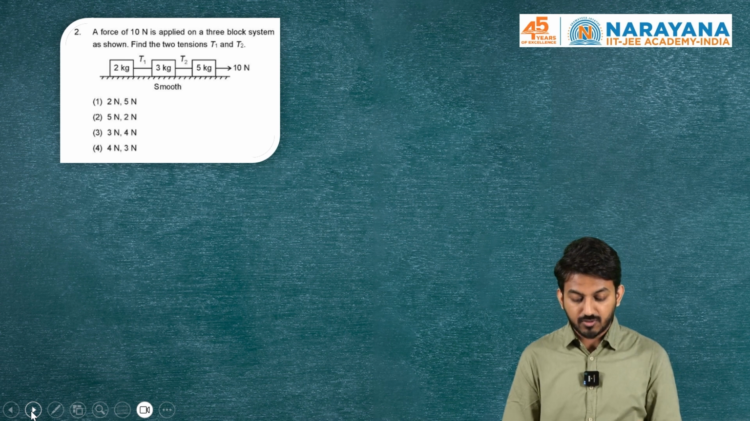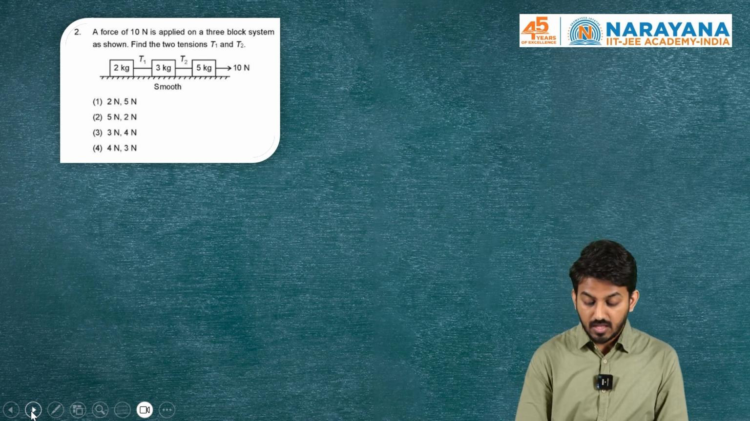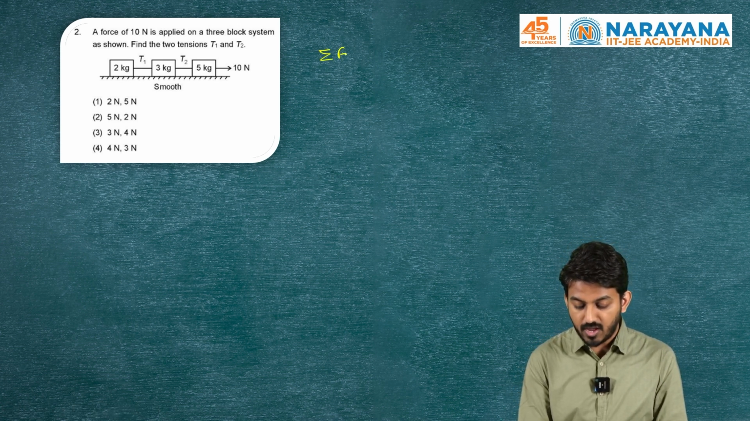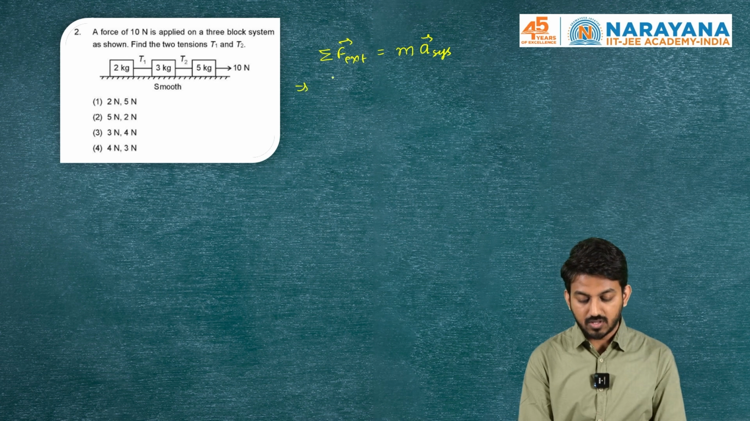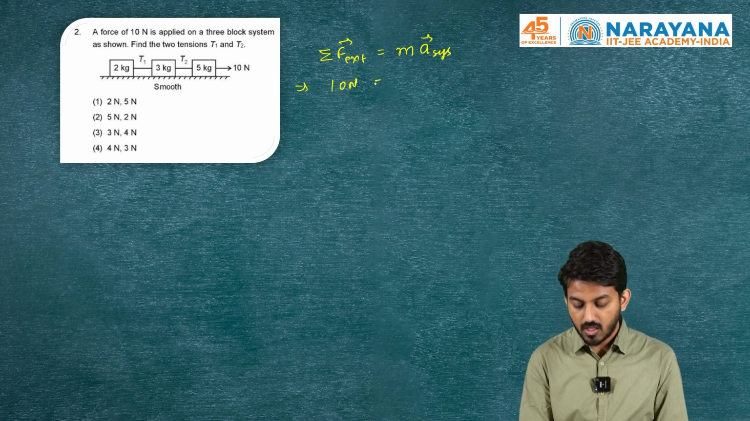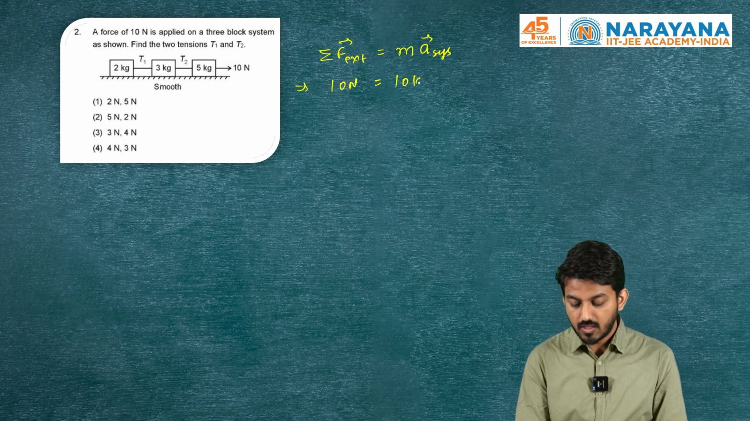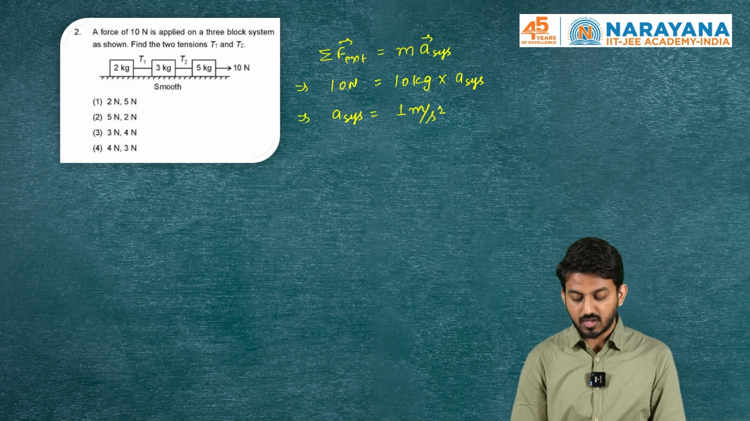So here we have 3 blocks being pulled by a force. They are asking to find the tension. Now we know that sigma F external on any system of particles is equal to total mass into acceleration of the system. The total force acting on the system is 10 Newton, and total mass of the system is 10 kg. So from this we can figure out the value of the system's acceleration, which comes out to be 1 meter per second square.